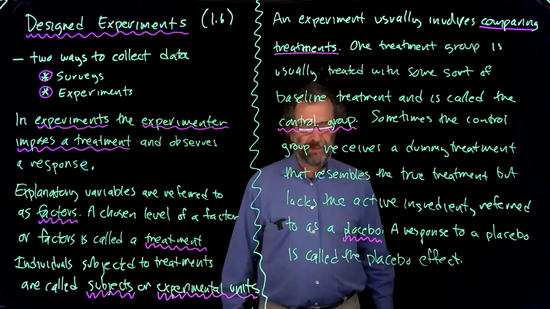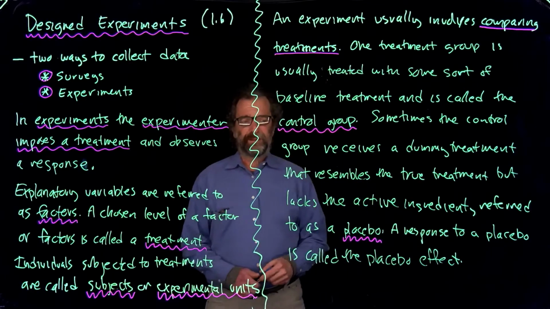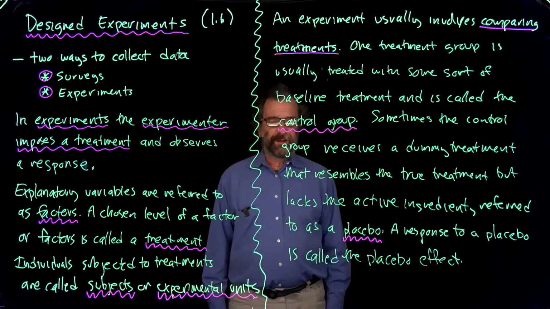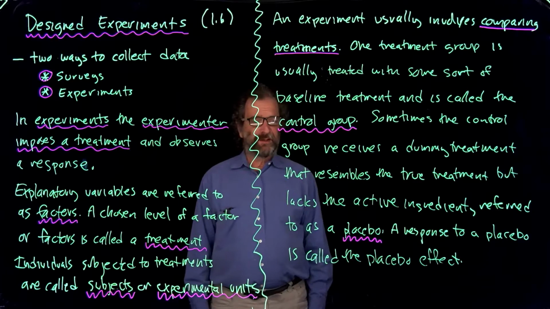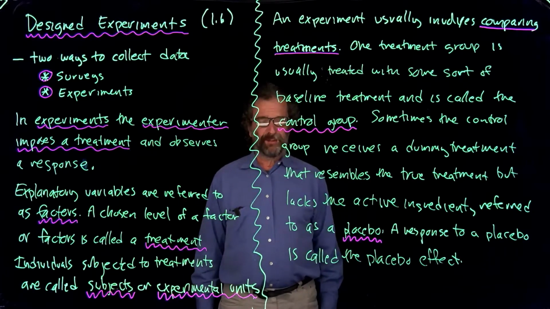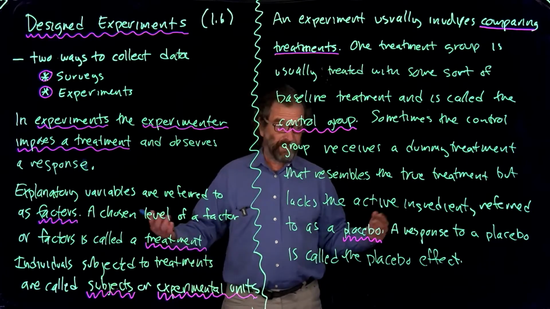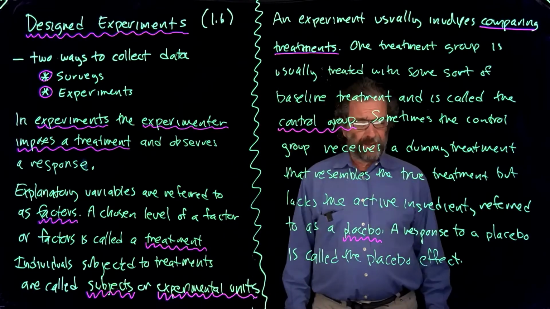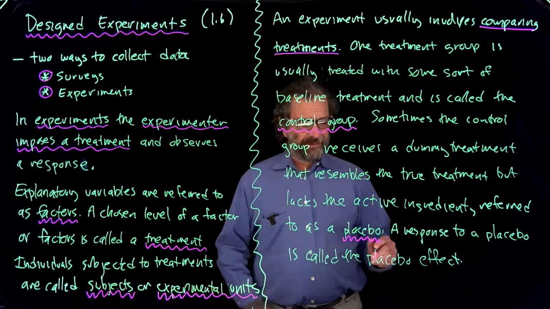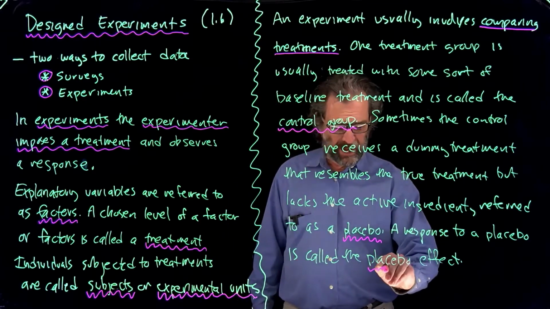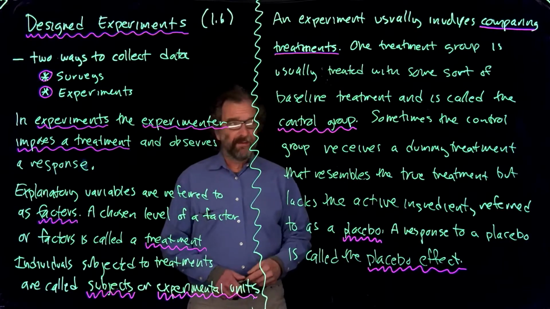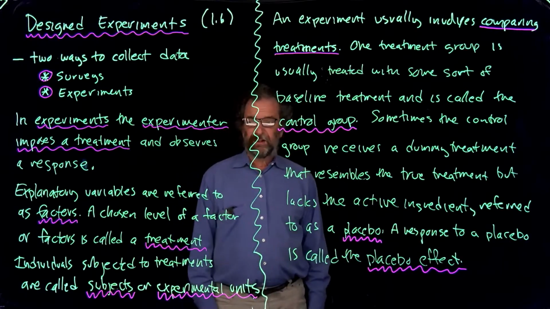So we say we administered a placebo to one group. So if we're talking about headache relief, one of the groups just gets a pill that doesn't have any drugs in it. Maybe it's a sugar pill, that's what they usually call it, but maybe it's just a pill that's like a piece of chalk or something, who knows. A response to a placebo is called the placebo effect. The placebo effect happens because the act of being treated causes a response.